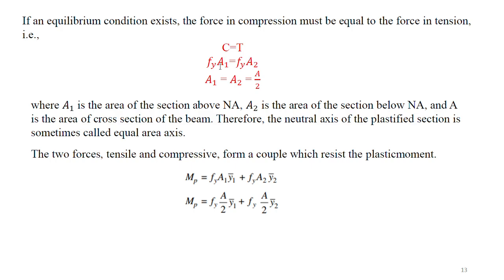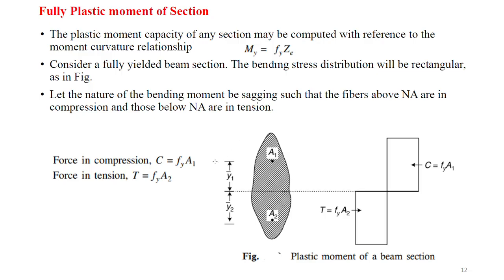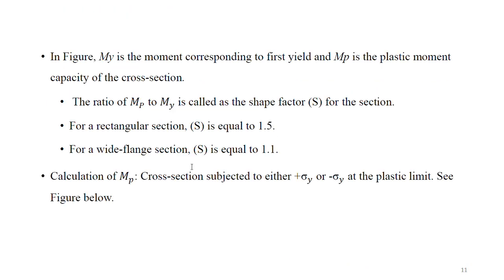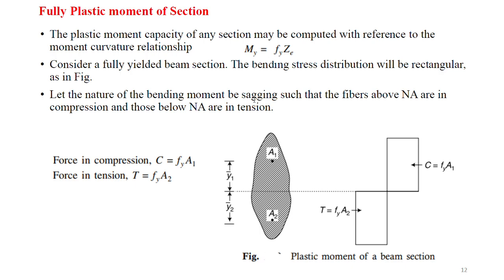Here we take yield stresses. We are assuming that yield stress is the maximum stress in this case. Fy will get cancelled in both cases, so A1 is equal to A2. The area of A1 we don't know exactly here, and A2 also we don't know. When A1 becomes equal to A2, it indicates that the areas of both the sections will be the same.